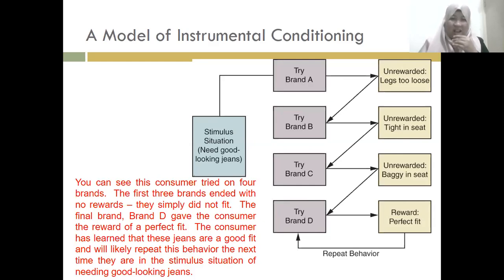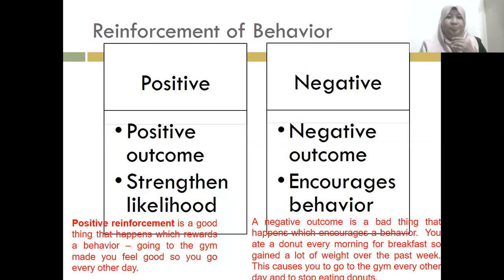Okay, so after you try and error, this will give repeated behavior. Same thing. Try A, not okay. Go B, not okay. C, not okay. And then go for D, the perfect one. Alright. So reinforcement of the behavior. What actually reinforces us to do that? Okay, we have two, positive and also negative. The effect. Okay, so we're talking about the positive outcome.